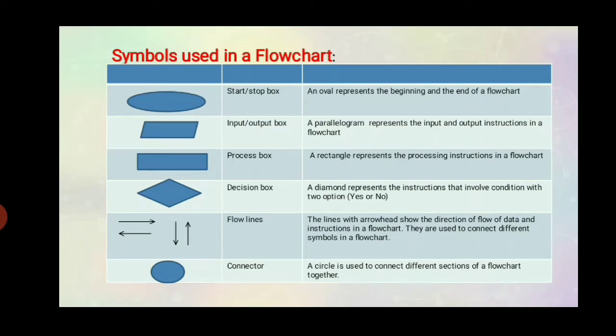So remember the symbols that are here, and their shapes: oval is always start and stop box, parallelogram is for input and output, and a rectangle is for process box, diamond shape is for decision box, and circle is for connector.